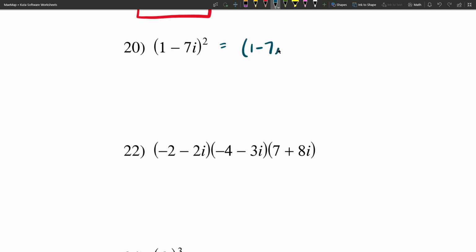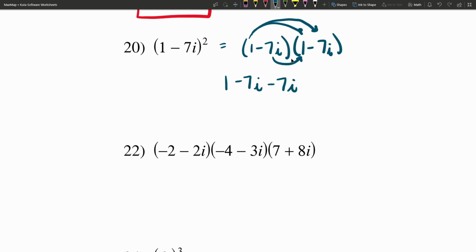So (1 minus 7i) times (1 minus 7i), that is (1 minus 7i) squared. 1 times 1 is 1, and then 1 times negative 7i is minus 7i, and then negative 7i times 1 is minus 7i, and then we're finally going to do negative 7i times negative 7i. Negative 7 times negative 7 is a positive 49, and that's multiplied by i squared. What is i squared? i squared is negative 1, so 49 times i squared is negative 49.